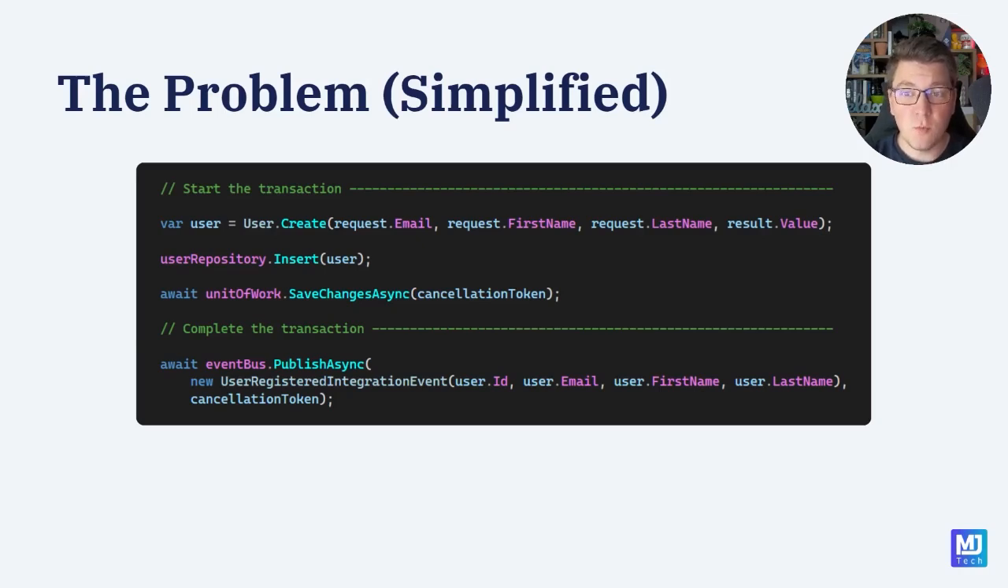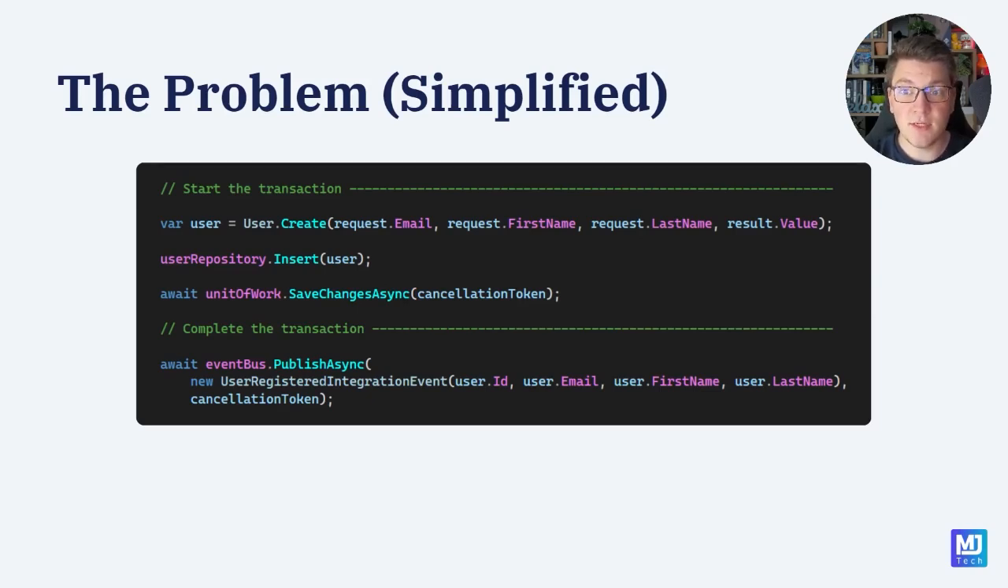We are also publishing an integration event that a new user has been registered using the event bus, and we are only doing this after persisting the changes inside of the database. I explicitly mark the start and the end of the database transaction with comments in the code snippet. The reason for that is that we actually have two transactions in this use case. The first one is the database transaction, where we create a user and then save that user in the database.